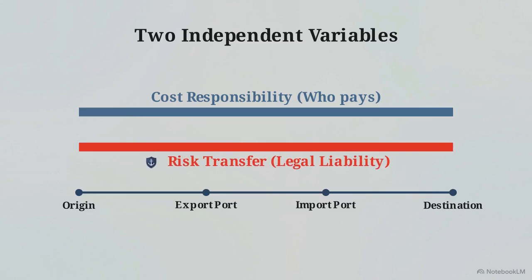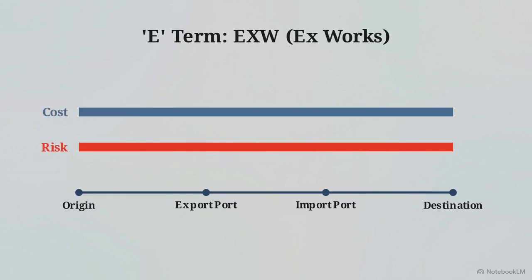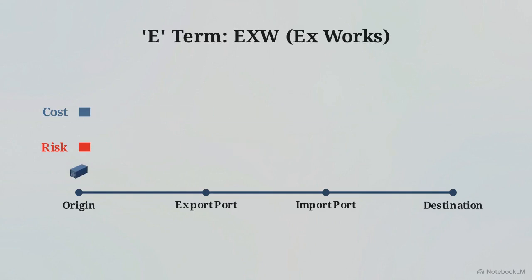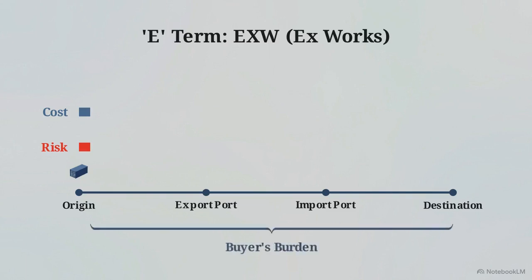We start at the extreme left with the E term, EXW, or Ex Works. Here, the seller assumes the absolute minimum liability. The seller simply packages the goods and makes them available at their own facility. Both cost and risk transfer to the buyer immediately at the origin. The buyer has to organize the loading, the export clearance, and the entire global transit.